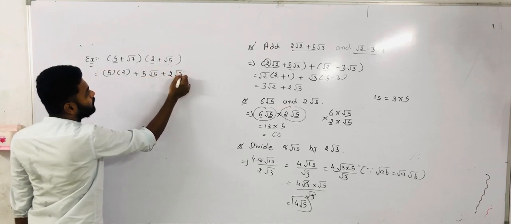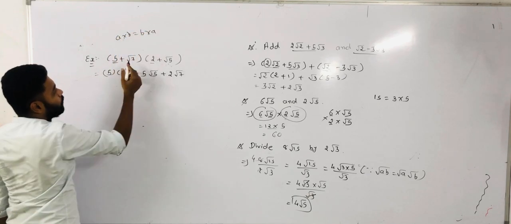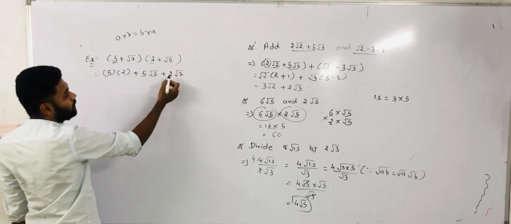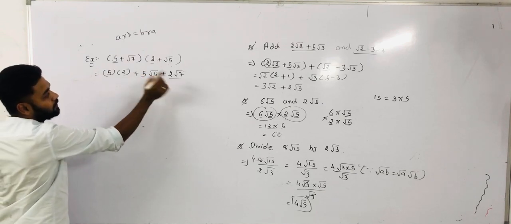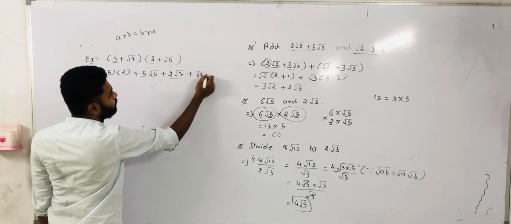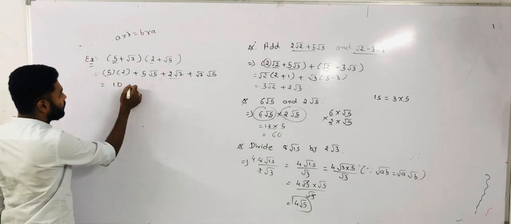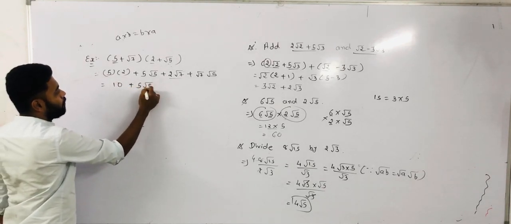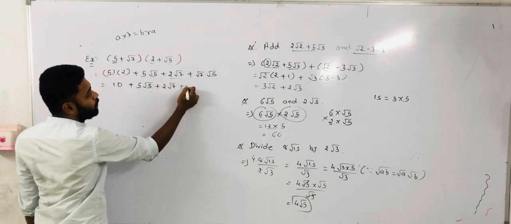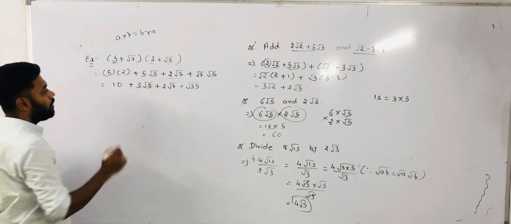So you can write 2 root 7, both are the same thing because a into b equals b into a. You can write root 7 into 2 or 2 into root 7, but this is the more familiar way. So we always write it this way, that is 2 root 7, plus root 7 into root 5. Now simplify this. 5 twos are 10, then 5 root 5, 2 root 7, and root 7 into root 5 is root 35. So this will be your answer.